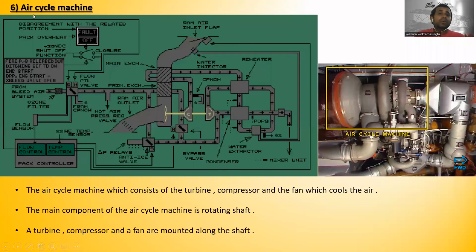All right, okay, now let's go to the air cycle machine. The air cycle machine consists of a turbine, compressor and a fan which cools the air, right? So this is the air cycle machine, the live view. It consists of the fan, compressor and a turbine. The main component of the air cycle machine is the rotating shaft. A turbine, compressor and a fan are mounted along the shaft.